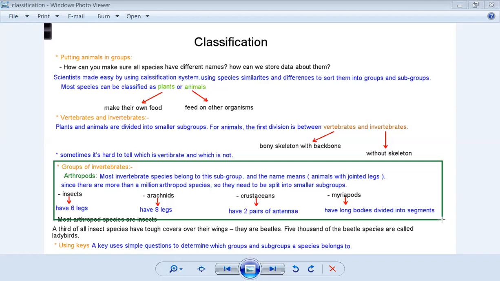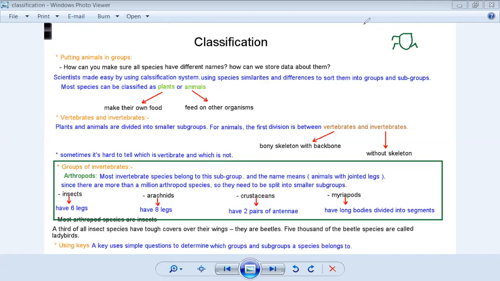What is jointed legs? We studied joints before. Like legs where each leg has a joint. Yeah, this is, for example, the beetle, or the spider. See, it has bone here, joint, and another bone there. Bone here, joint, and another bone there. So this is the meaning of arthropods, animals with jointed legs.